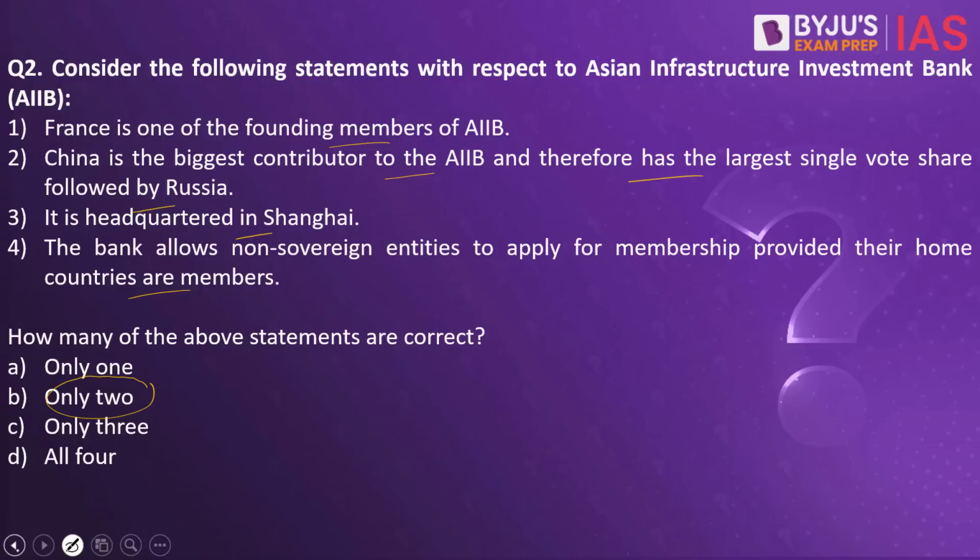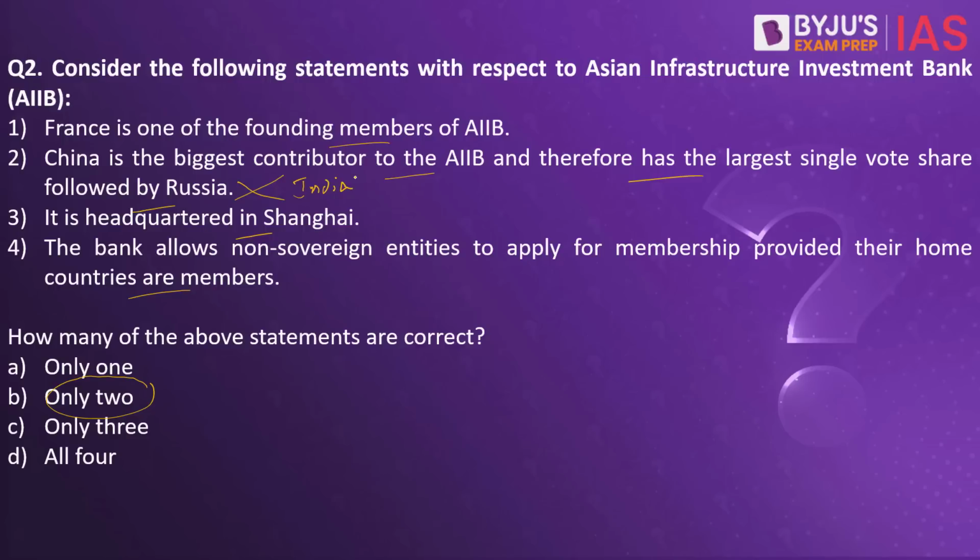The second statement is wrong. Why? Because yes, the first part is right. China is the biggest contributor to the AIIB and happens to have the largest single vote share, but then it is followed not by Russia, but instead by India. So it is not Russia, but the second largest happens to be India.